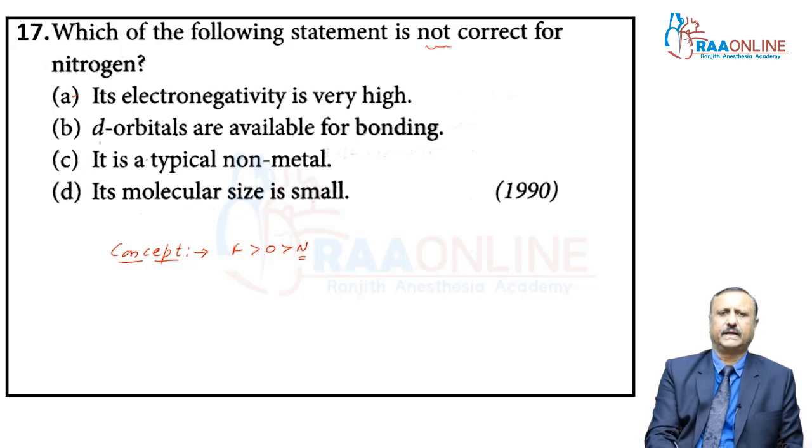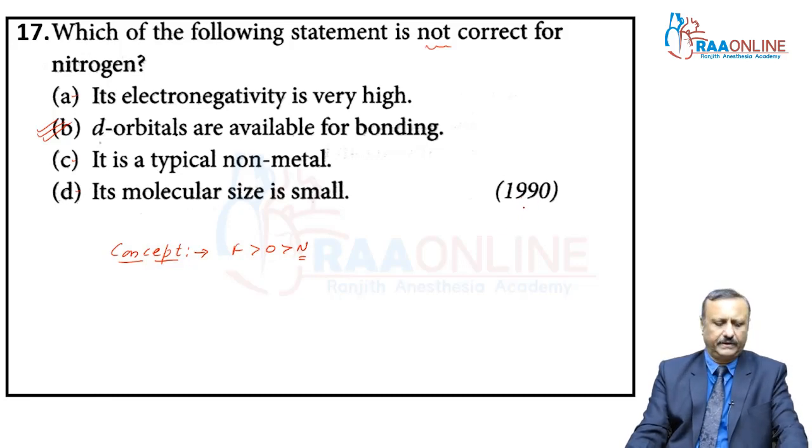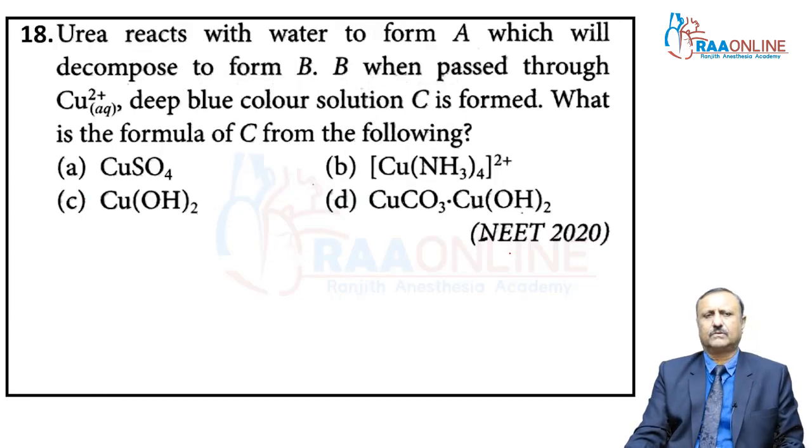But let's look for the incorrect answer. Option C, it is a typical non-metal. Yes, it's a typical non-metal. Nitrogen is in the form of N2. Its molecular size is small. Yes, its molecular size is small. D orbitals are available for bonding. No, not at all, my dear students. D orbitals are not present there, so NF5 does not exist, unlike NF3. This question was also asked in NEET 1990. Now we can see question number 18.